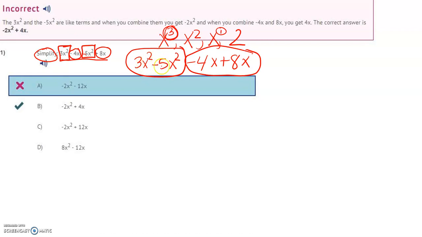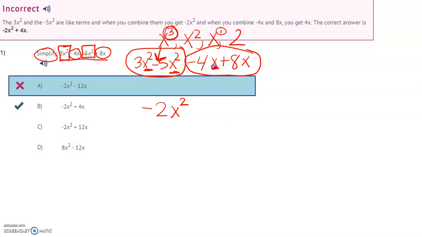So 3x squared minus 5x squared. So I'm just going to do 3 minus 5, which would give me negative 2. And then I keep whatever the base was. So that was x squared, because I'm just doing subtraction. So with addition and subtraction, you keep your base.